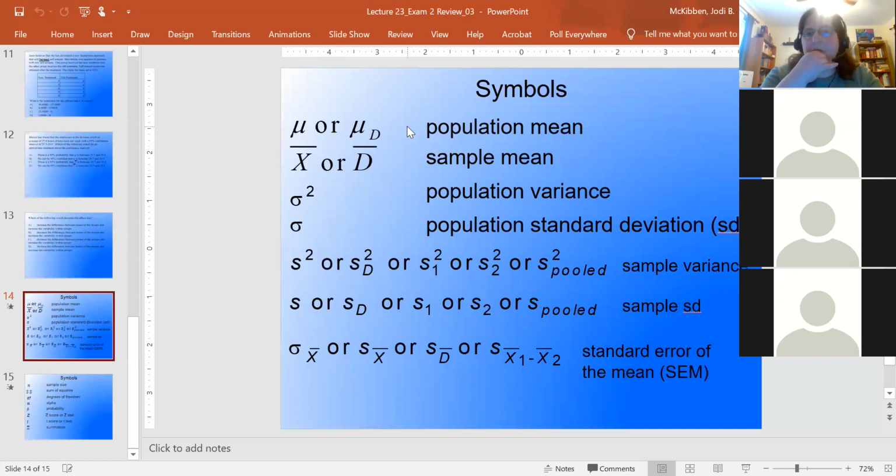So mu of x bar was for the sampling distribution of means. So even though it gets really thin, it has the same mean as your population mean. And what was the other one you said? Sigma squared of x bar.